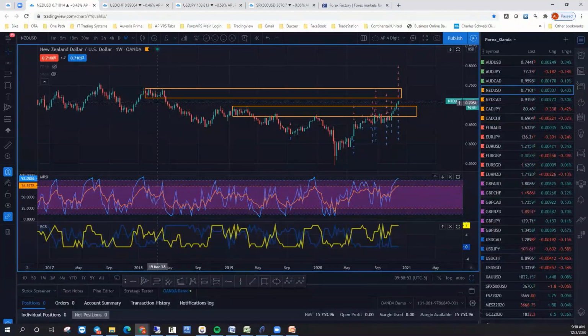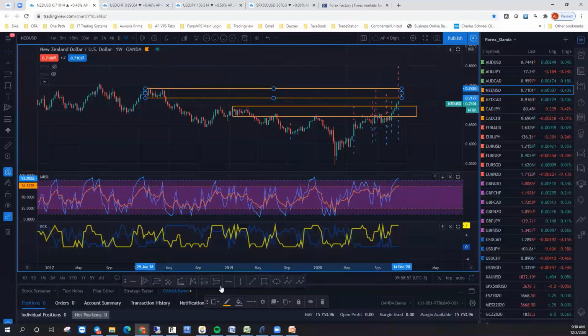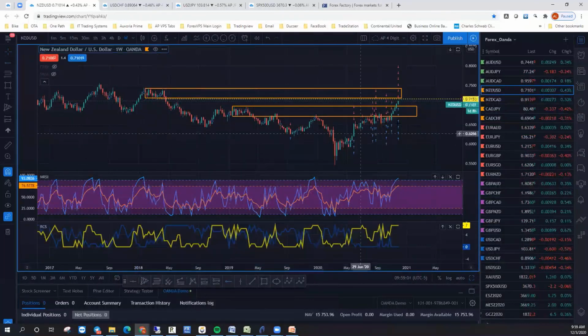I'm just going to mark this low right here. And we'll just keep looking at it going forward when we get these alerts and things. We're just going to make a note of these areas.